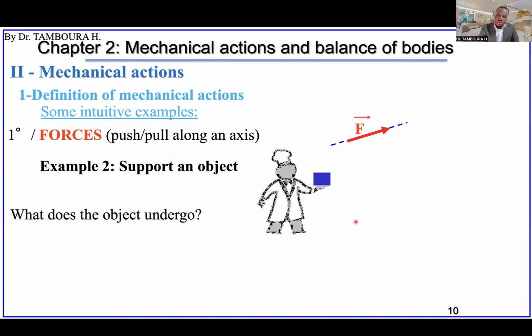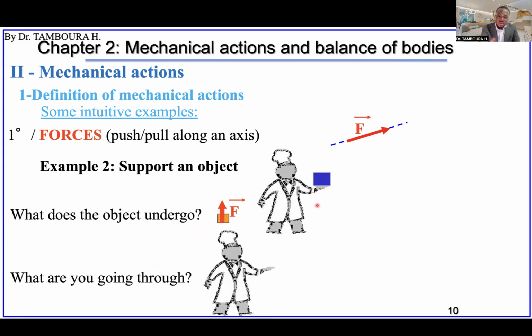At the same time, your hand is maintaining the object. Okay, so what the object is subjected to is this force, which is just the reaction of your hand. And what your hand will feel is the weight, okay, the weight of this object. All these kinds of examples are physical, mechanical actions. Okay, so mechanical action, the first big family, forces. This is example number two.